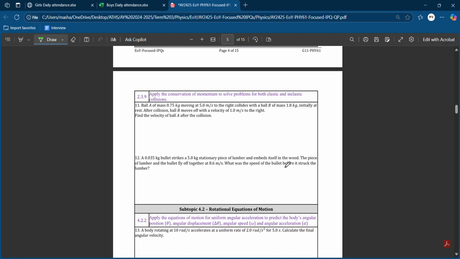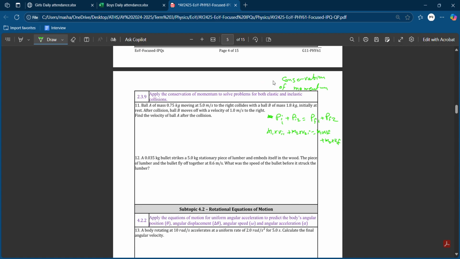Question 11 and 12, you need another approach, which is conservation of momentum in these objects. Conservation of momentum means that P initial for the first object plus P initial for the second object equals P final for the first object plus P final for the second object. That is, mass 1 times V1 initial plus mass 2 times V2 initial should always equal mass 1 times V1 final plus mass 2 times V2 final. Okay.